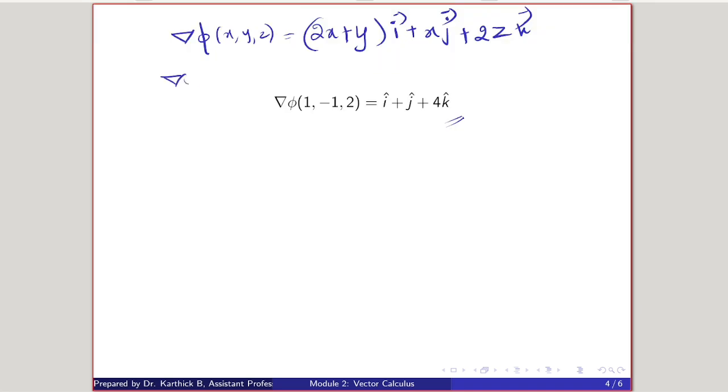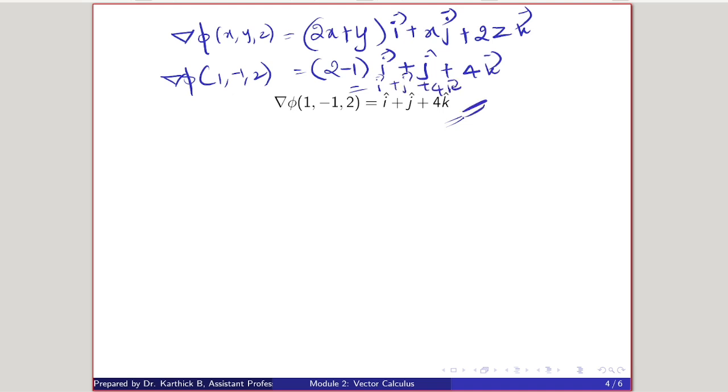So at the point (1, -1, 2), if I substitute x equal to 1, y equal to -1, and z equal to 2, the gradient phi becomes i vector plus x will be 1, so j vector, plus 2 2's are 4 k vector. So we got i vector plus j vector plus 4 k vector.